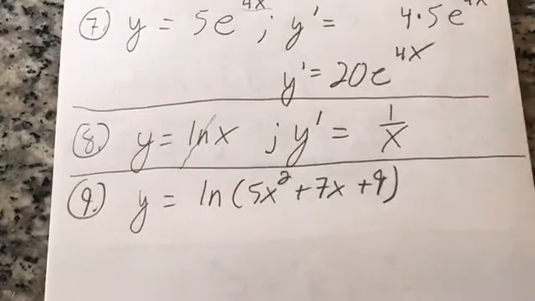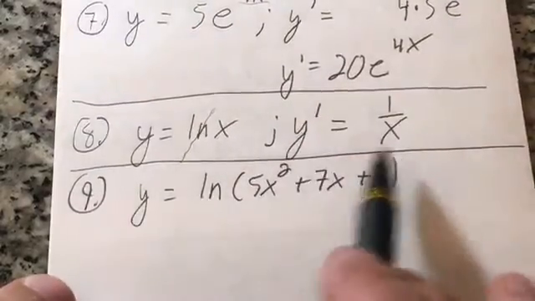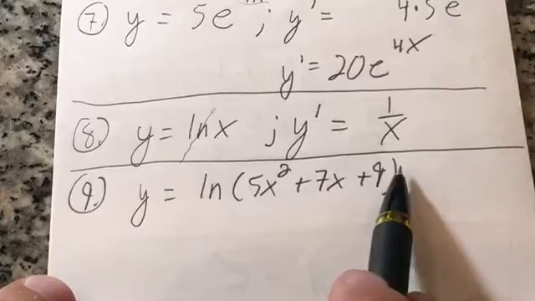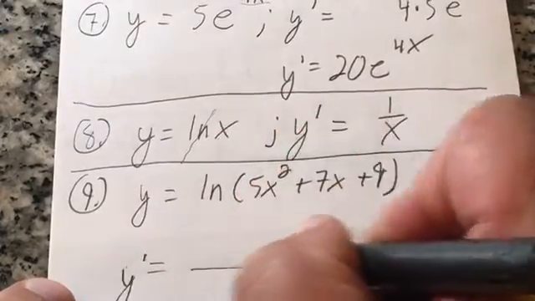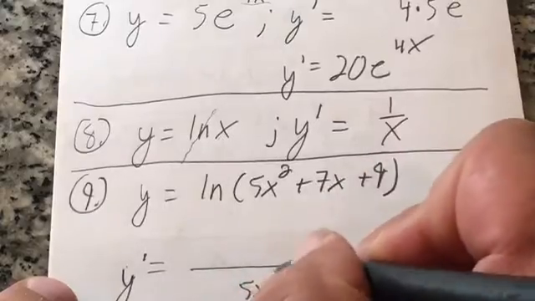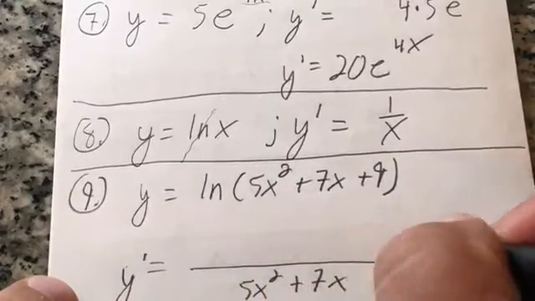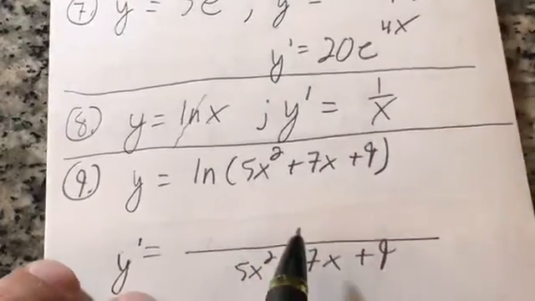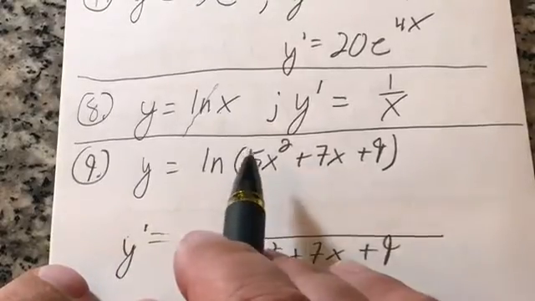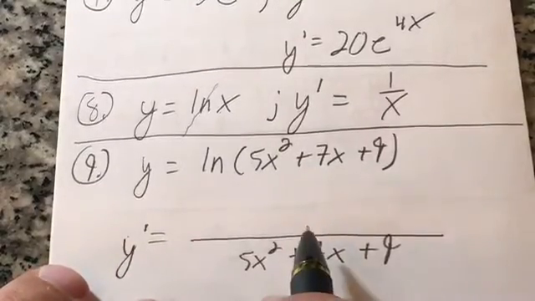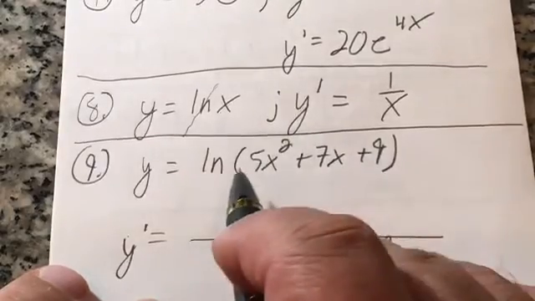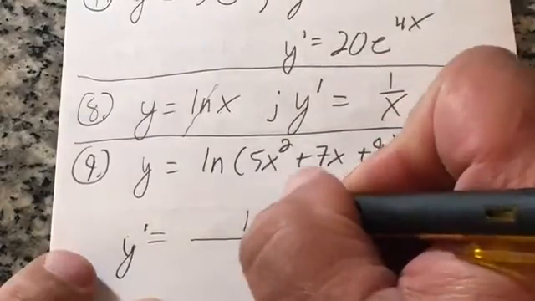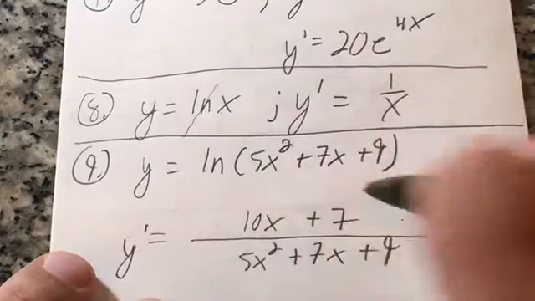Now, to take the derivative of this, I'm going to use that same idea. It's just 1 over the function. So y prime is going to equal 5x squared plus 7x plus 9, but I can't just put a 1 on top. I actually have to put the derivative of the guts on top. It's the derivative of the outside times the derivative of the guts. So the derivative of the guts is 10x plus 7.